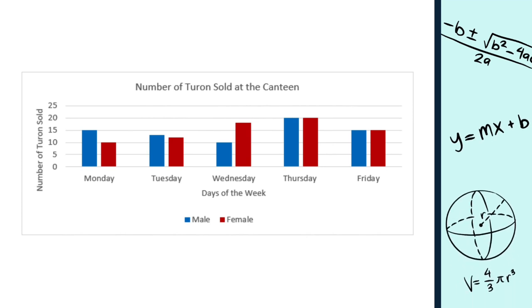So, ito na yung ating nabuo na double bar graph. So, we have the title, number of turon sold at the canteen. Okay, the vertical axis. Okay, yan yung range ng turon na nabenta. And then, yung horizontal naman is days of the week. We have the legend, blue for male, and the red bar represents the female customers.